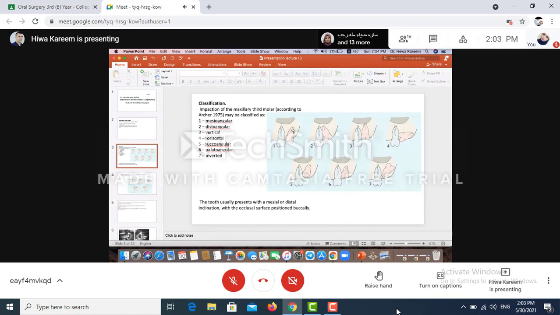In lower wisdom tooth, the mesio-angular is the easier one for extraction. But in upper, the mesio-angular is difficult for extraction.